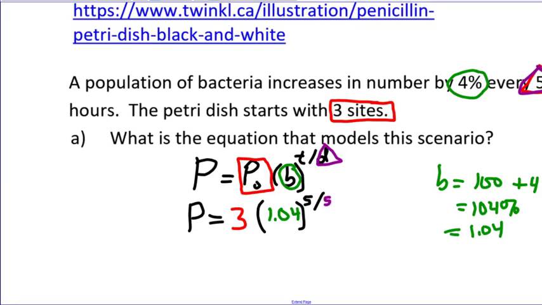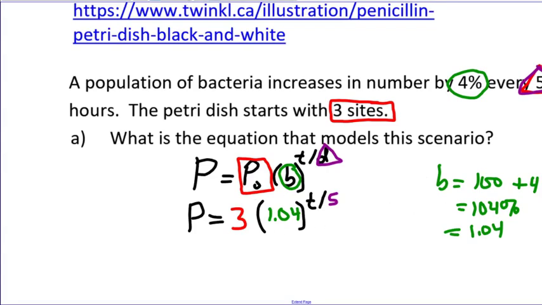Oh, wait a second. Sorry about that. It's not 5. I thought it was 5 hours as in how much time has elapsed. So our T is just T in this case, and our D is 5. Sorry about that. Okay, so that is our formula.